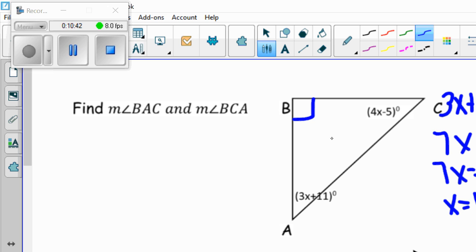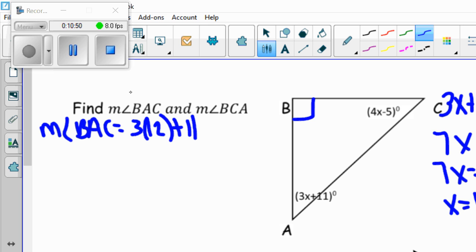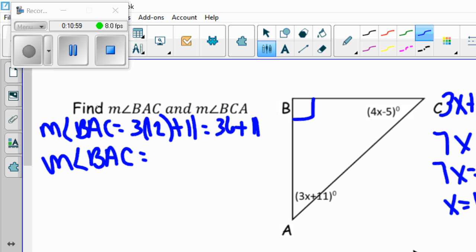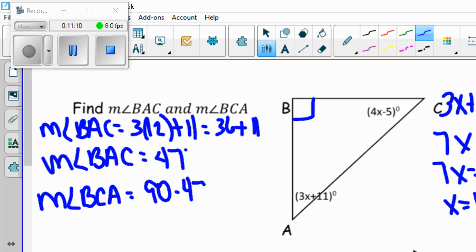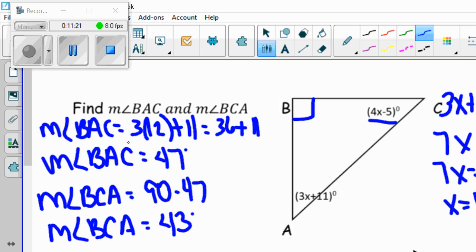So here, the measure of angle BAC is equal to 3 times x, now 12, plus 11. So 3 times 12, that's 36, plus 11. So the measure of angle BAC is equal to 47 degrees. Now to find the measure of angle BCA, I can just do 90 minus 47, since I know the two of them together had to equal 90, or I could plug 12 in for that x, either way. So the measure of angle BCA is equal to 43 degrees.